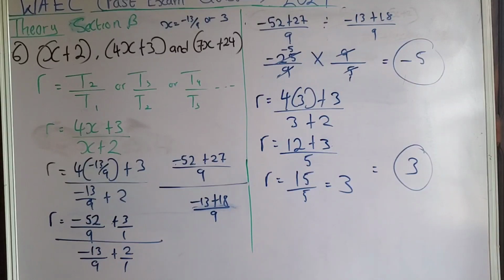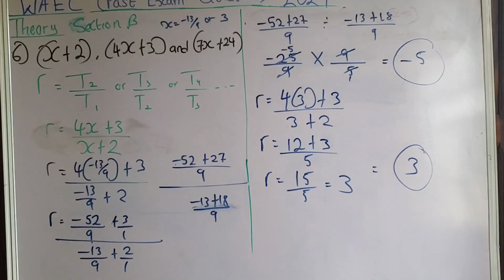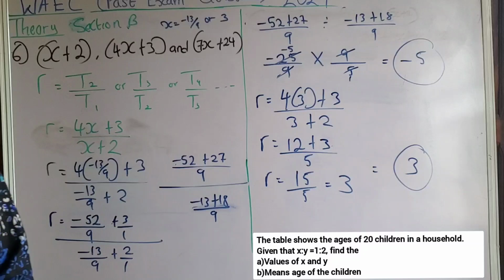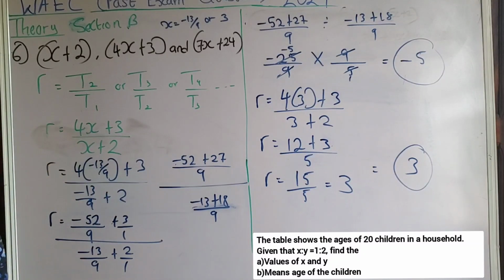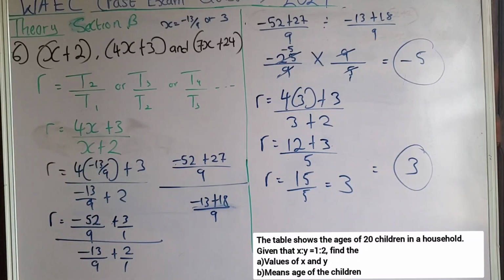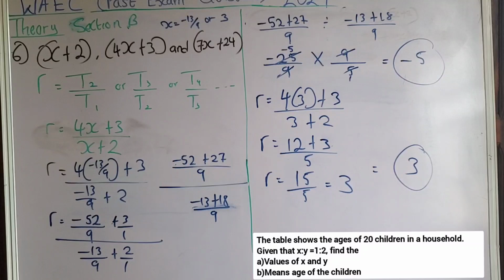Okay, now let's proceed to the second question. The seventh question, which is the second question for section B. We are given a table that shows the ages of 20 children in a household. Given that x ratio y equals 1 ratio 2, find the values of x and y. That's the first question. And the second question, we are asked to find the mean age of the children.